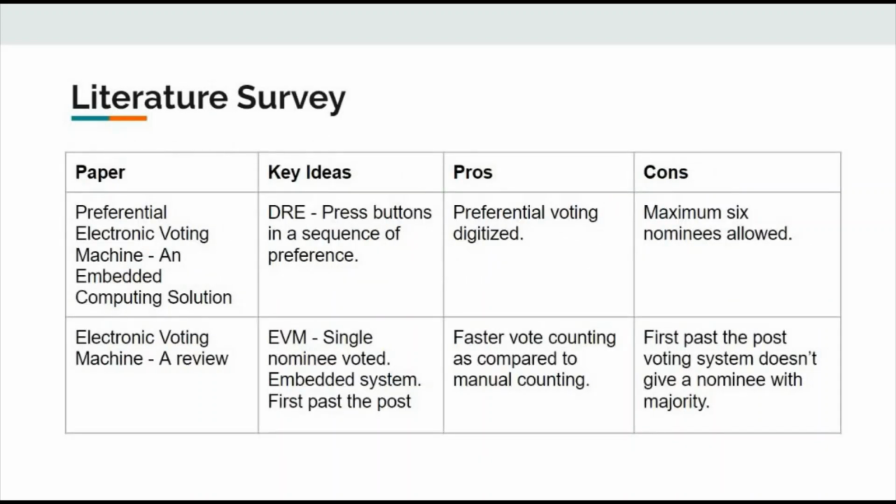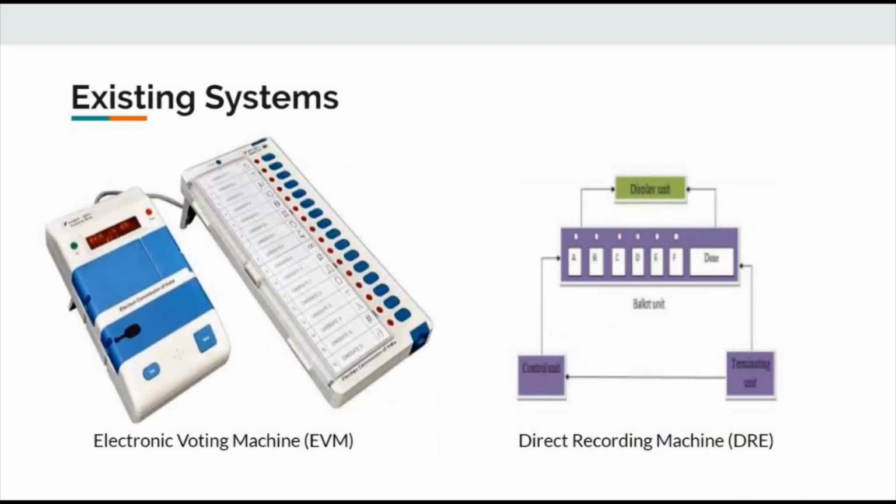We mainly know two voting systems, which are EVM, electronic voting machine, and DRE, direct electronic record. EVM implements the first past the post voting system and DRE implements the preferential voting system. On the left side, we see EVM, wherein we press the button for the nominee we want to elect. On the right side, we see DRE, direct electronic machine, wherein we can nominate only 6 nominees. And each time a new vote has to be cast, the system needs to be reset using the control unit.